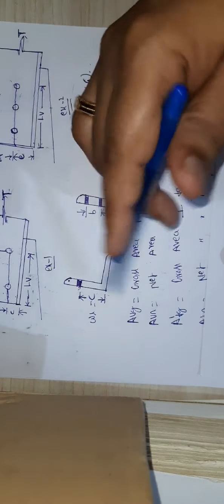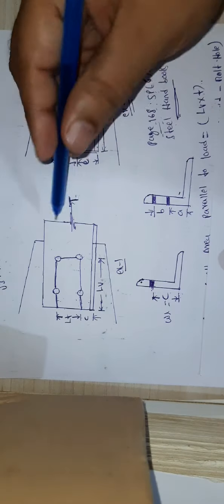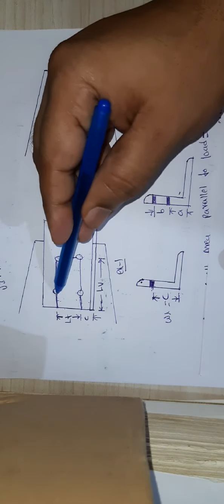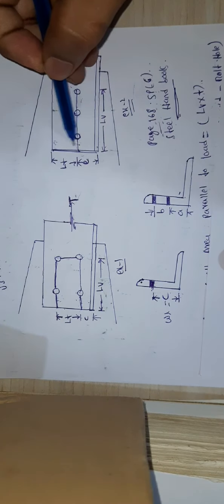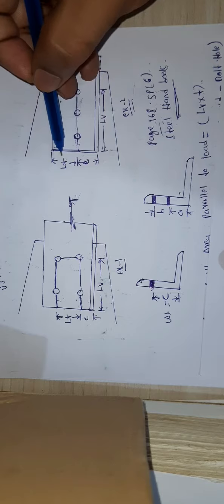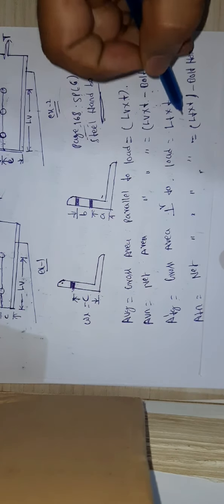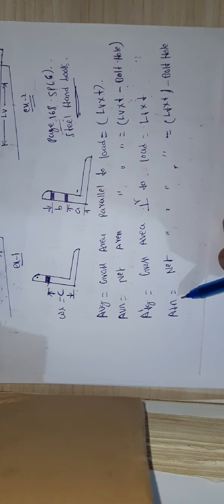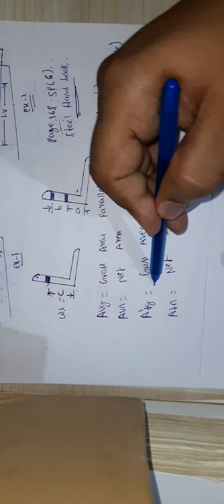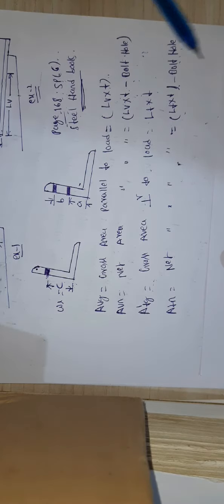Similarly, the given terminology ATG means the gross area perpendicular to the load, the load acting perpendicular to this line. This is LT into T. Then what is ATN? That equals the net area perpendicular to the load. You calculate it as ATG minus bolt holes.